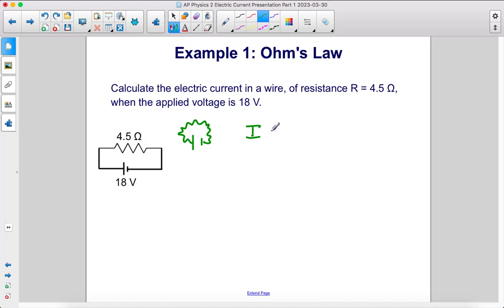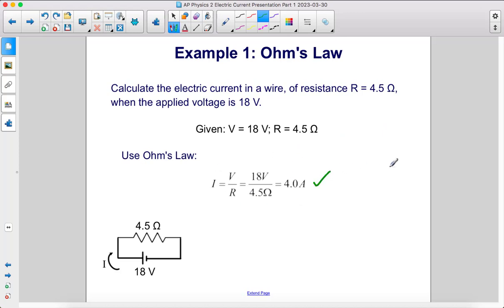What's the current? Well, we're going to need Ohm's law. The voltage difference on one side of the wire versus the other is 18 volts. The resistance of the wire is 4.5 ohms. Therefore, 4.5 times 2 is 9. So this is going to be 4 amps of current. And here is the solution.